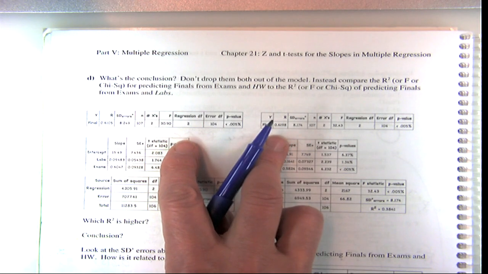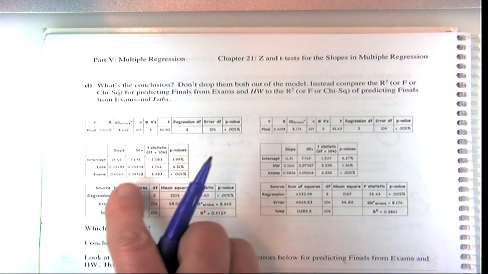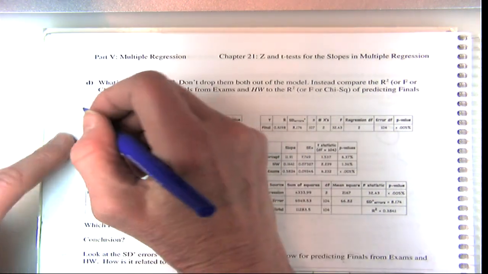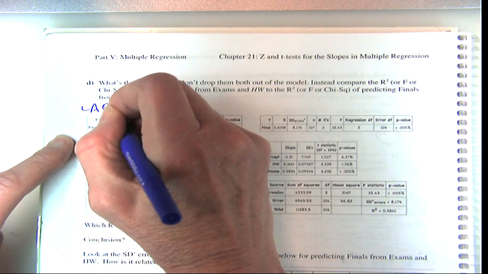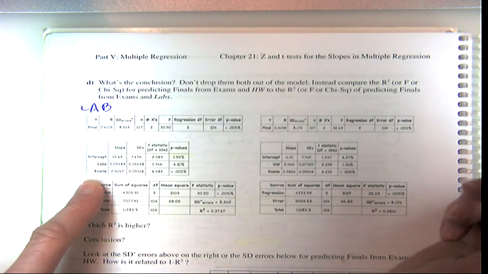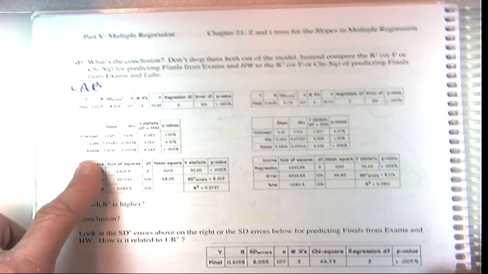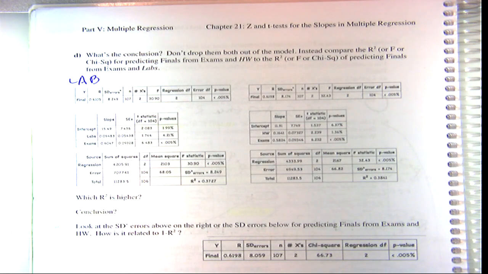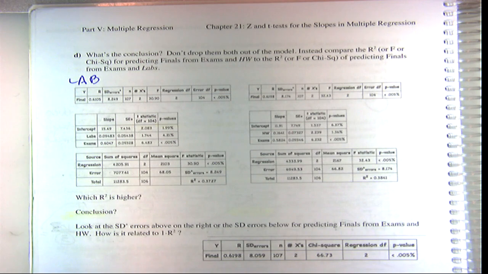One is for predicting the final from the labs. This is the lab model, labs and exams. This doesn't look very good, does it? Let me see if I can make it look better. Why does it look so bad? It's very small writing, partially. Let me see if I can get it to look a little better. Okay, that looks a little better there.